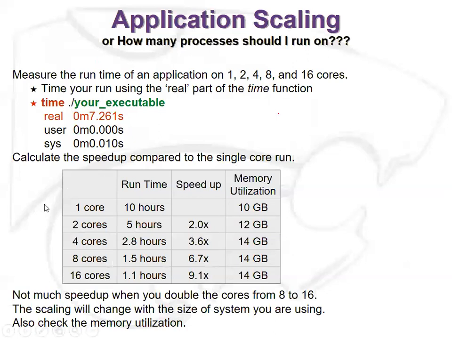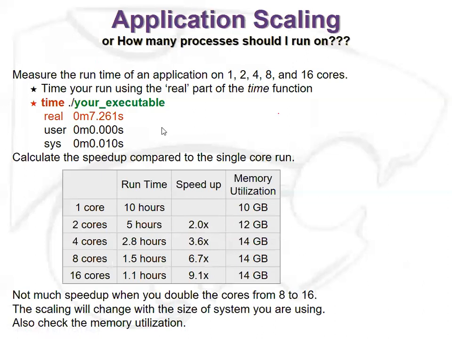So submit a 1 core job, and let's say I get back that it took 10 hours while 2 cores took 5 hours. Well, that's great. That's twice the speed on 2 cores. That's ideal speedup. Now we go to our 4 core run. I was hoping for 2.5 hours, but instead got 2.8. So I lost some efficiency, but that's still pretty good, a 3.6 times speedup on 4 cores.